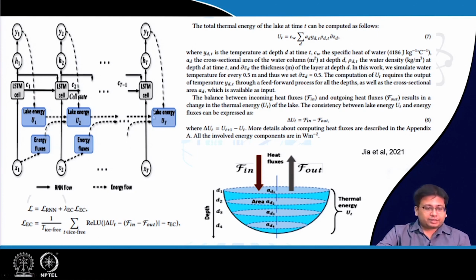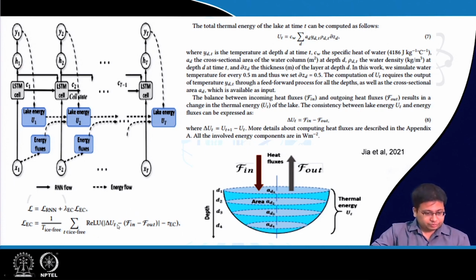So when we are training this kind of LSTM, as you can see, there is a dual loss function. LRNN is of course the usual error of prediction, that is, how different the predicted values are from the actual values. By predicted values, I mean the values of the temperature at the different depths. And additionally, there is the energy conservation loss, that is to say, as far as the law of conservation of energy is concerned, how much error has there been.